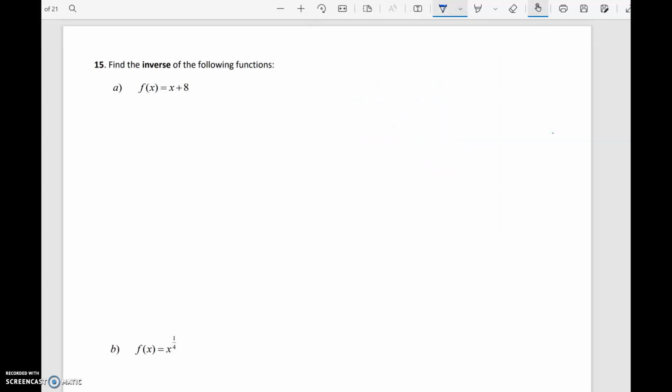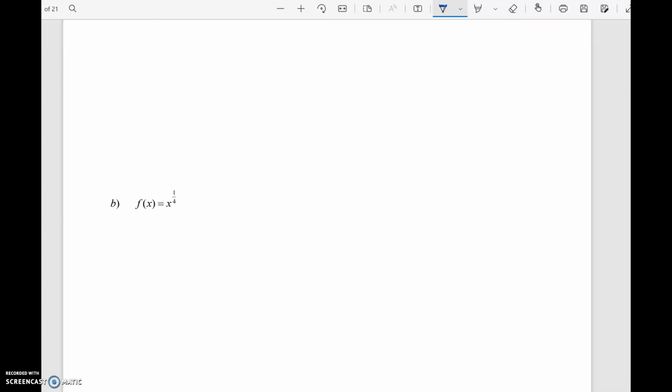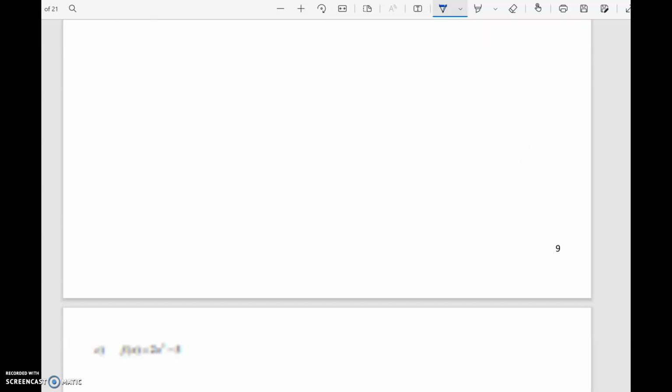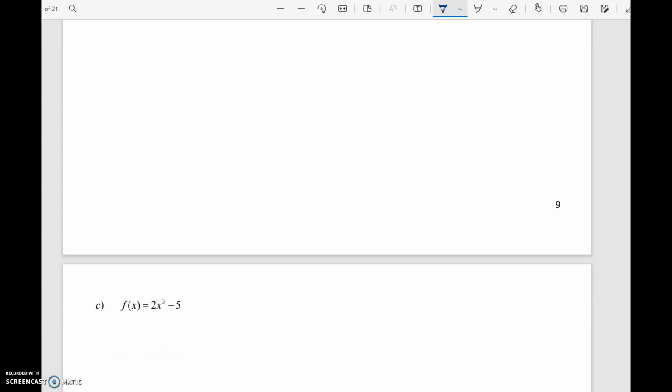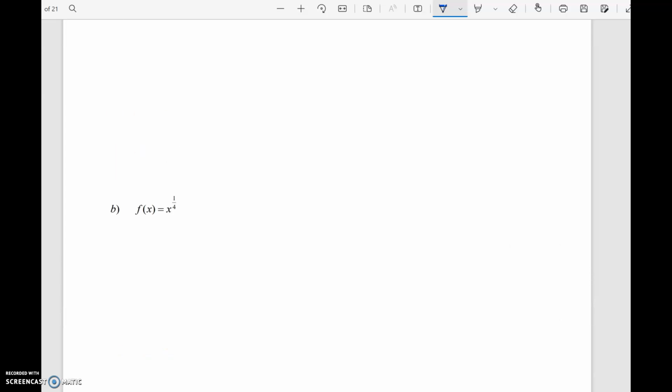Hi class, let's take a look at problem 15. Now, they're going to want us to find inverse functions of these three problems. And you do have to take a look at what the possible inverse is going to be. The only one that's going to give us a problem is going to be problem B, because its inverse is not going to be 1-to-1.